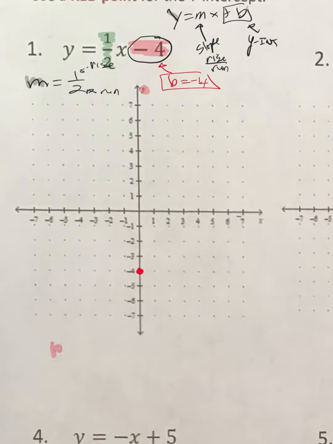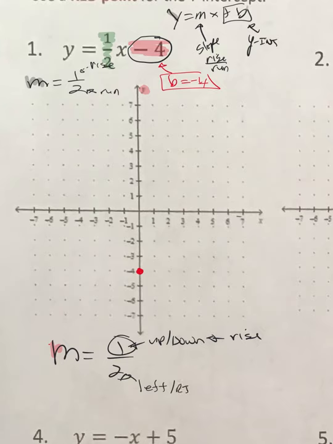So our slope is 1/2. So we're going to go up or down, right? That's our rise, 1. And then we're going to go left or right, and that's our run. So we're going to go up 1, over 2, up 1, over 2, up 1, over 2, up 1, over 2. And then from the y-intercept, we can go down 1, over 2, down 1, over 2, down 1, over 2. So that's what we want to see on Nearpod.